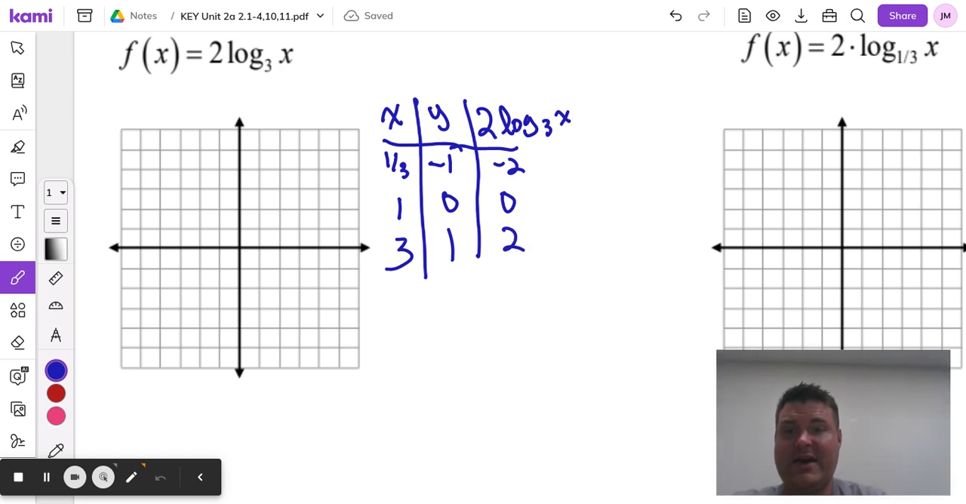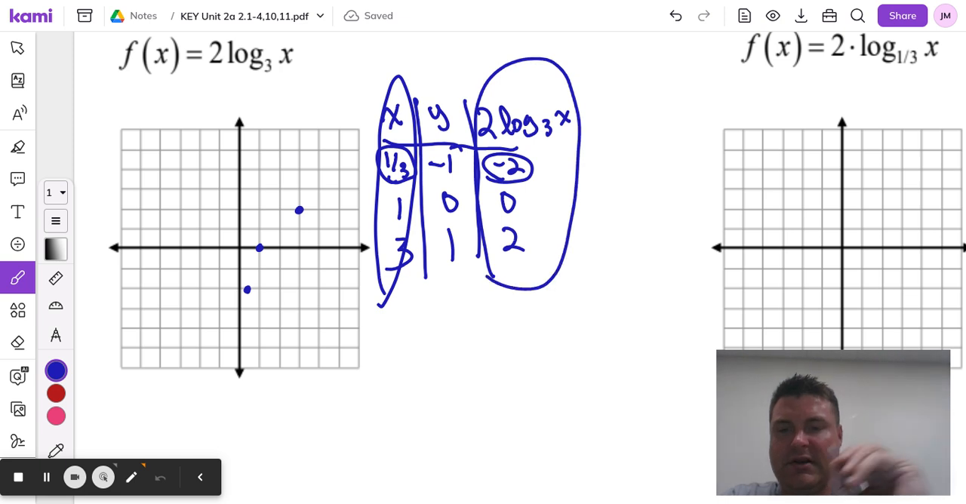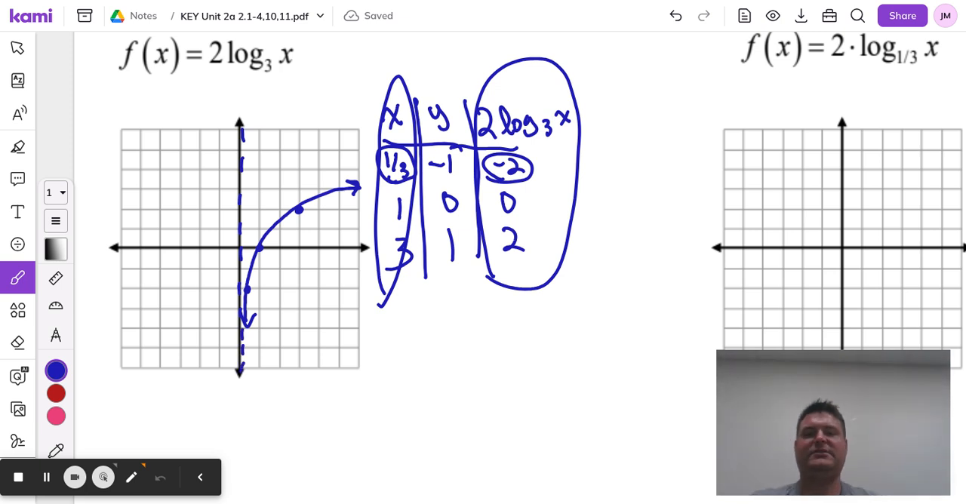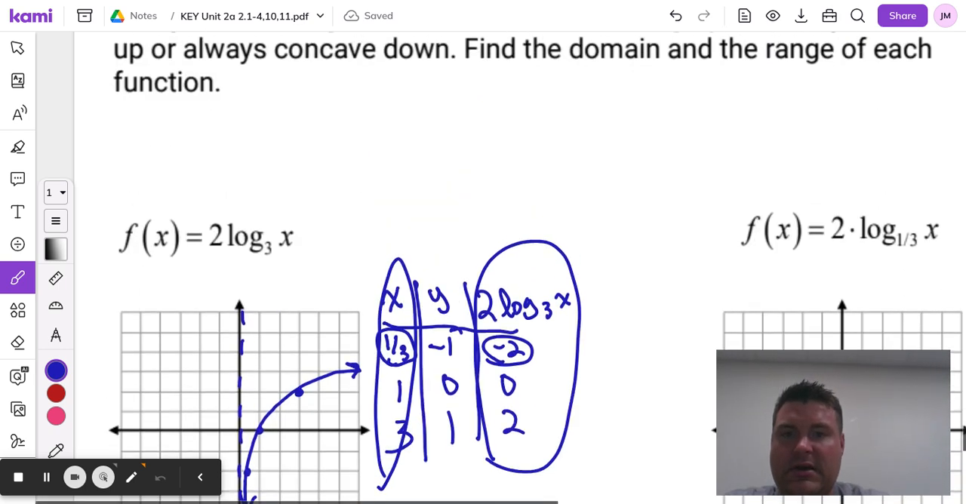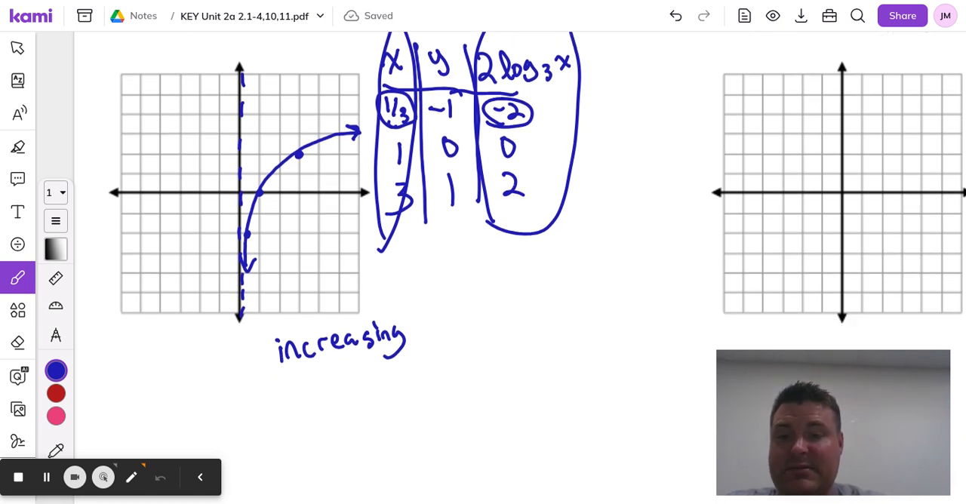Okay. So at 1/3, I'm going to go down 2. So over 1/3, down 2 is right here. Over 1, up 0, and then I'm going to go over 1, 2, 3, and then up 2. Just take note, these are my x's over here, and these are my y coordinates right over here. This is going to produce a graph that looks like this. Please take note that we do have a vertical asymptote for logs right there at x equals 0. If you notice, for this type of log, we are increasing. And the concavity for this one, they're asking specifically for concavity, and this is going to be concave down.